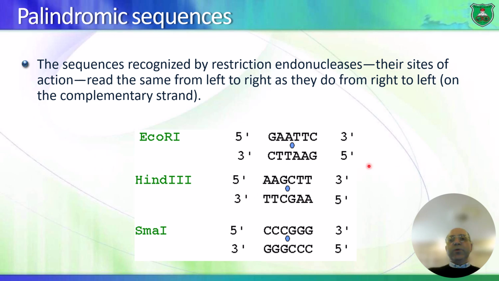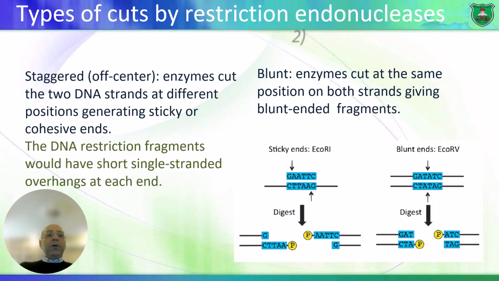This is what I did not tell you before, and that is these restriction endonucleases can make blunt-ended restriction fragments or cohesive-ended restriction fragments. What we mean by that, with the blunt ends, is that the cut occurs right in the middle, in the center of the restriction site.